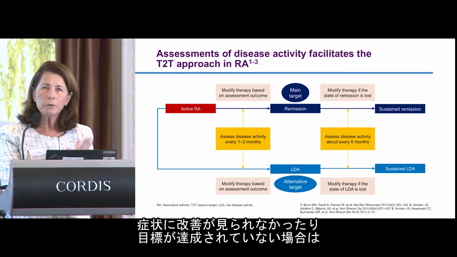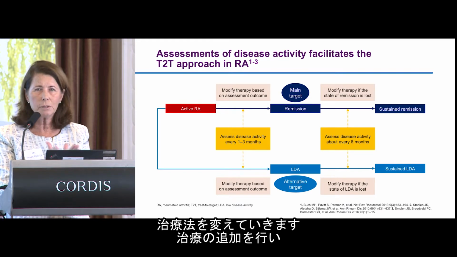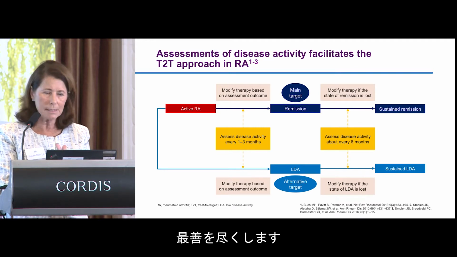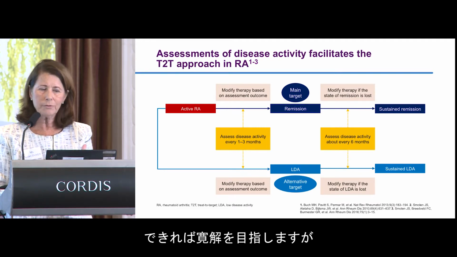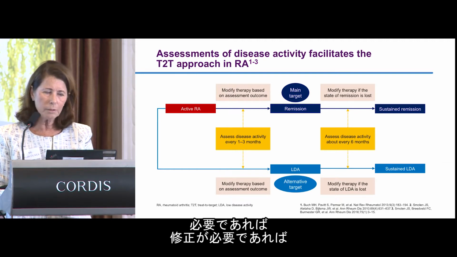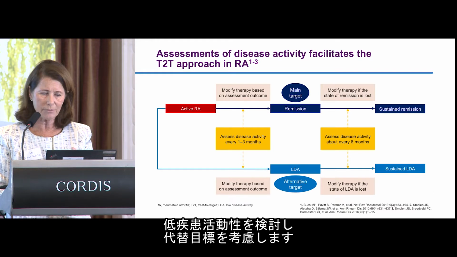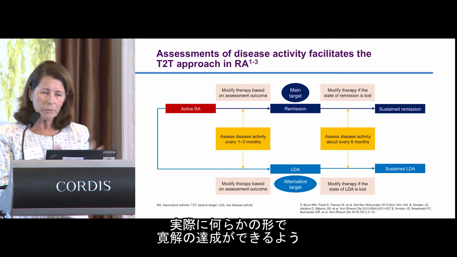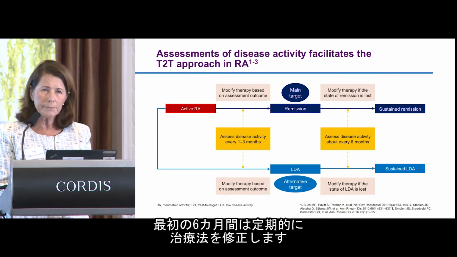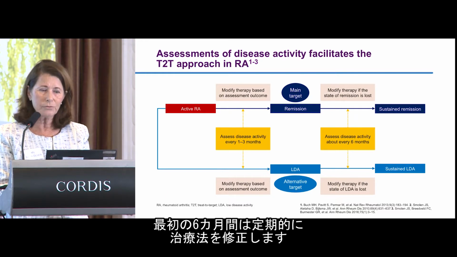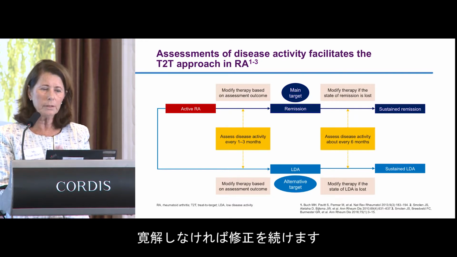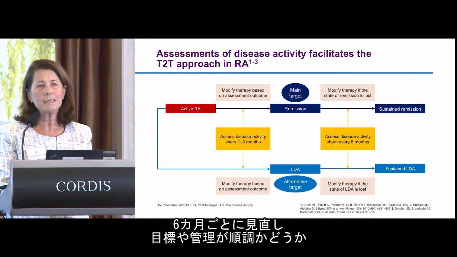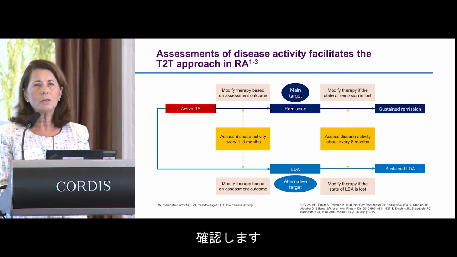And if they're not improving and achieving their goal, we keep changing their treatment, adding in treatment, to make sure that we're trying our best to get their disease activity down. If we can, we're aiming for this remission, and if we have to, we may have to modify it and review it for low disease activity and look at an alternative target. And we modify the therapy regularly until we get to 6 months, and we would hope we might actually have achieved some remission. If we haven't, we keep on. But if we achieve remission or low disease activity, we then review them every 6 months to make sure that they stay well targeted and well managed.